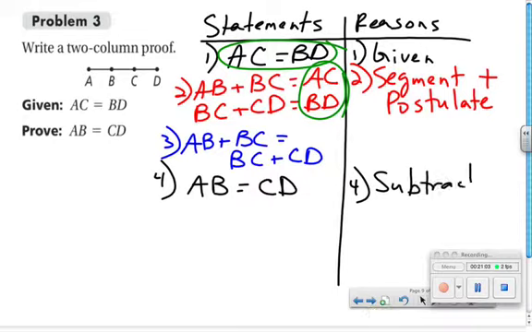How dare I? I never gave you a reason for statement 3. Oh no. Oh no! Any thoughts on what that reason would be? Gave a couple of hints here and there. What Mariah did was condense. Subtraction. Not subtraction. Substitution, yes.